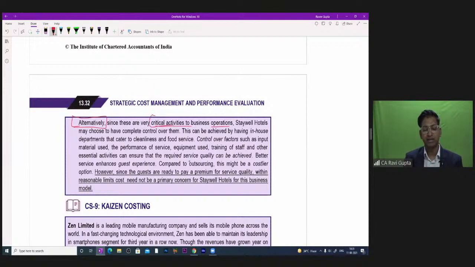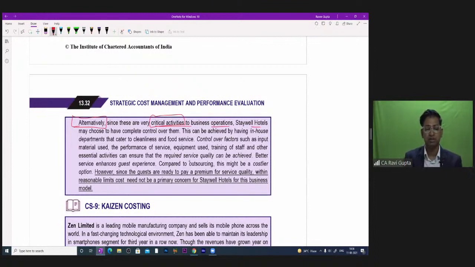Since these are very critical activities, the food services and the cleaning services in any hotel are very important. For example, if you visit a hotel for staying and you find that the bed sheets are not clean, the towels are not clean, or your room is completely messed up, some kind of smell is coming, or your AC is not working properly, definitely you will be irritated by such services, right? So these are very critical activities to the business operations.